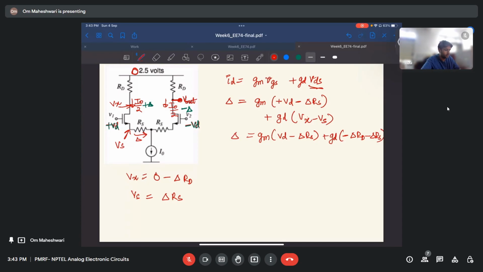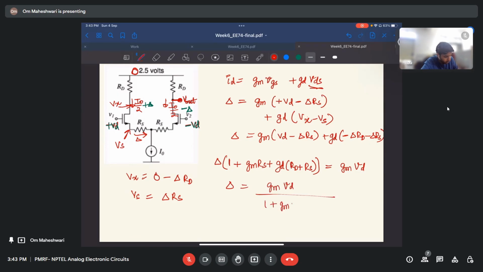This is delta. So let us separate delta terms. Delta equals 1 plus gmRS plus gd (RD plus RS) equals gmVD. So delta equals gmVD by 1 plus gmRS plus gd (RD plus RS).